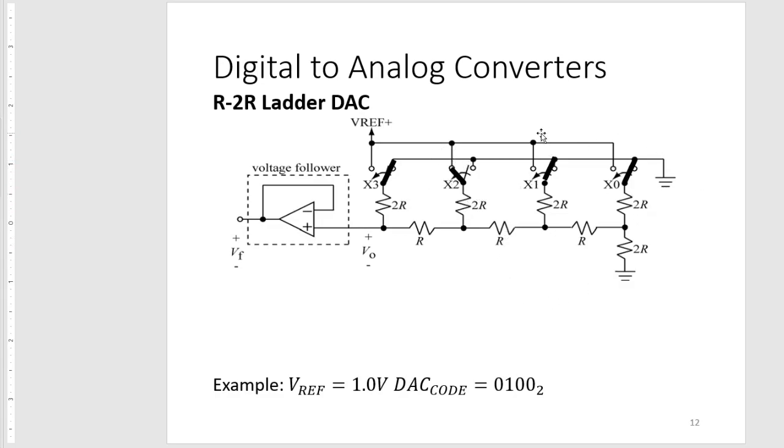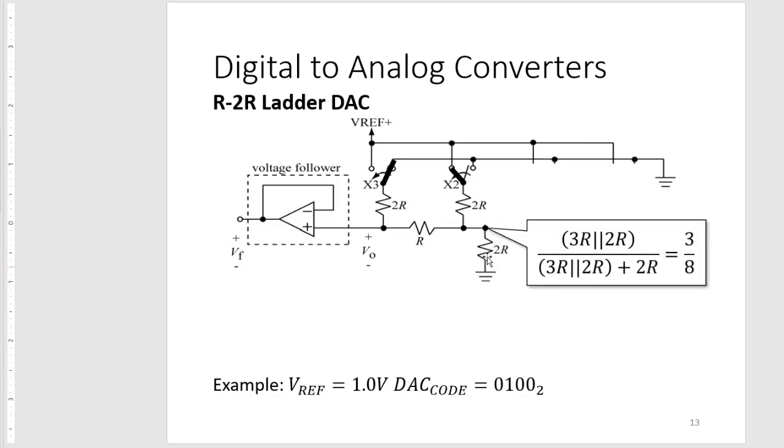Now, the resistors over here to the right will simplify to R. And since we have a resistor here, this 2R resistor will be in parallel with this combination of resistors to ground. Therefore, we can get the voltage at this node by using voltage division. So the resistor connected to ground is 3R in parallel to 2R, and then the total resistance will be this one. So we get the voltage here to be 3/8 of V reference.